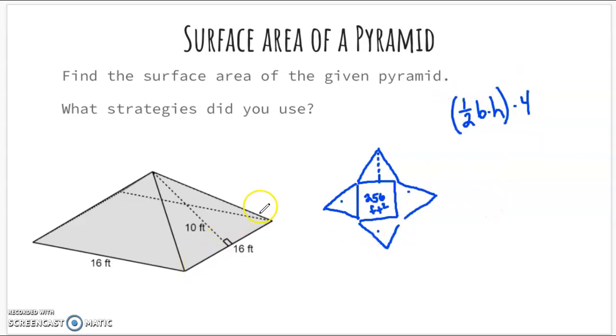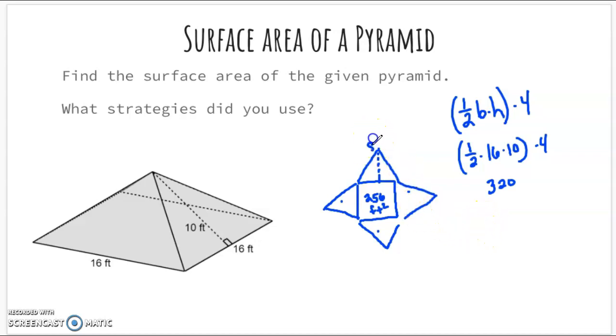All right, so it looks like the base of my triangular lateral face is 16, and my lateral height is 10. So I'm going to do 1/2 times 16 times 10, and then I'm going to take that and multiply by 4. So 16 times 1/2 is 8, times 10 is 80, times 4 is 320, right?